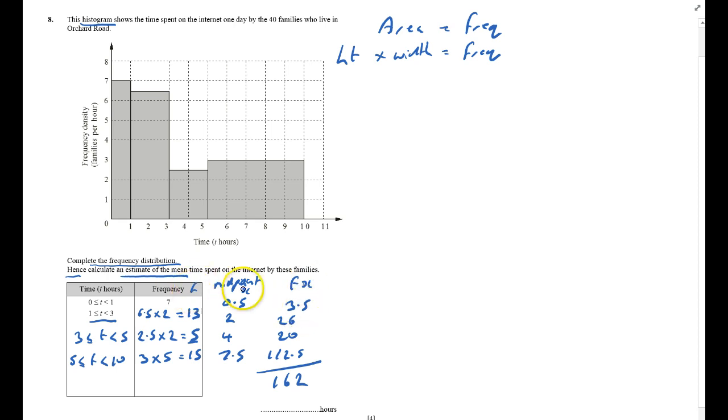And I have to divide it by how many families were together. It says there are 40 families. Really, the best way to check that is to add up the frequency: 15, 20, 30, 40 frequency. So the mean is 162, which is the total, divided by how many there were, 40. Do it on a calculator, and I get 4.05. Just have a quick check to see if it makes sense. 4.05, we're just about here, in the middle of the distribution. That's great, that's done.